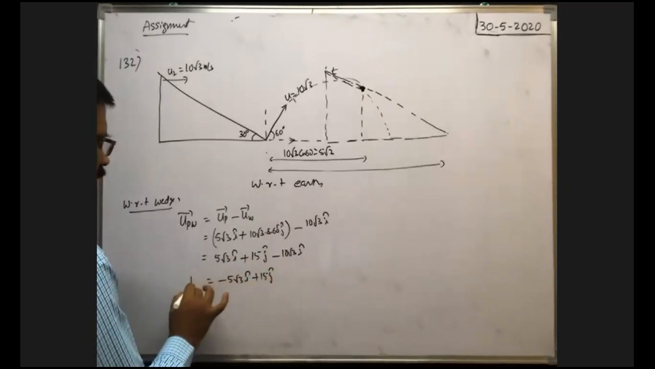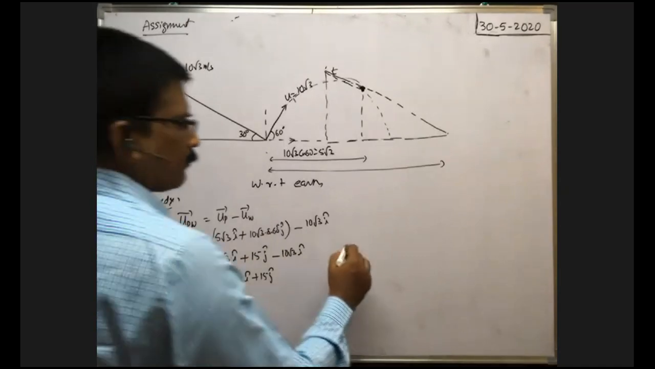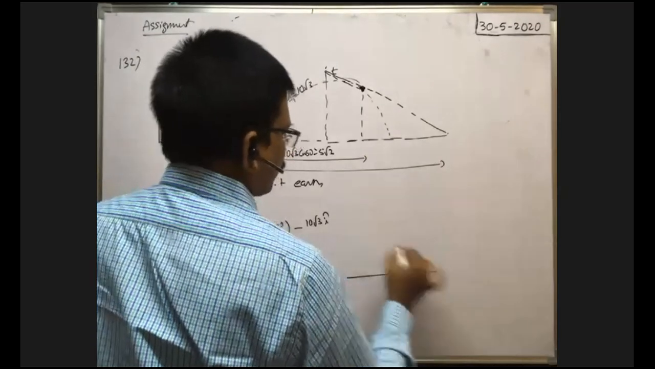So what is the direction of this relative velocity of the particle with respect to wedge? When you consider the relative velocity of the particle with respect to wedge, the wedge can be imagined to be at rest.